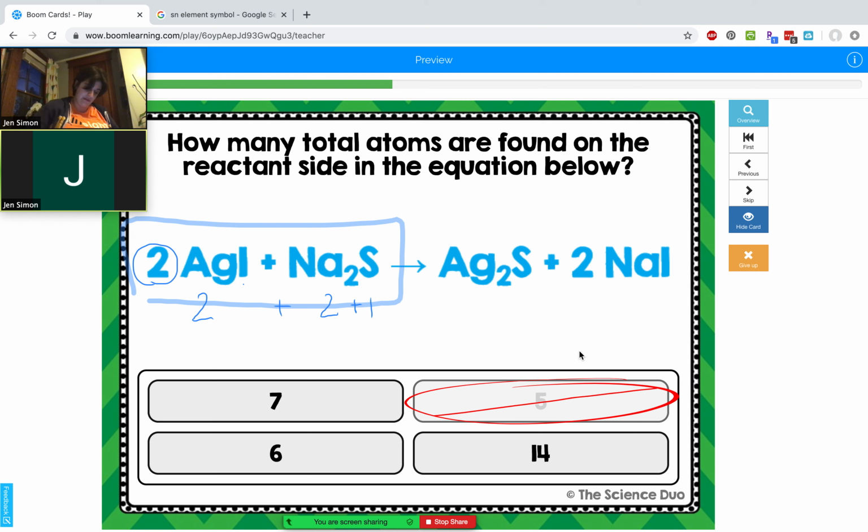Oh, I see my mistake. Silly Miss Simon. I was looking at this and saying that I have AgI times 2, but really that's 2 times 2. So that's 4 plus 2 plus 1 is 7.